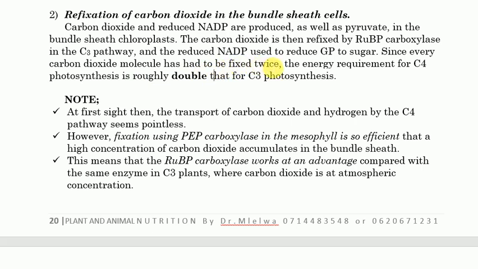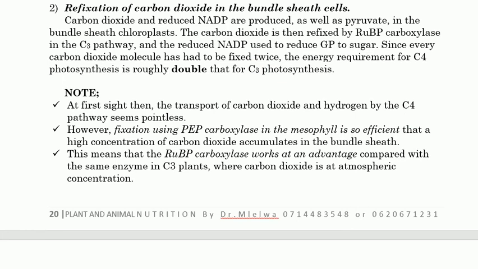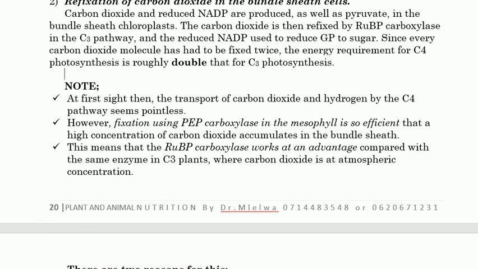So since every carbon dioxide molecule has to be fixed twice, the energy required for C4 photosynthesis is roughly double that of C3 photosynthesis. So that's also one of the major challenges or disadvantages of C4 photosynthesis, that it requires double the energy compared to C3 photosynthesis.